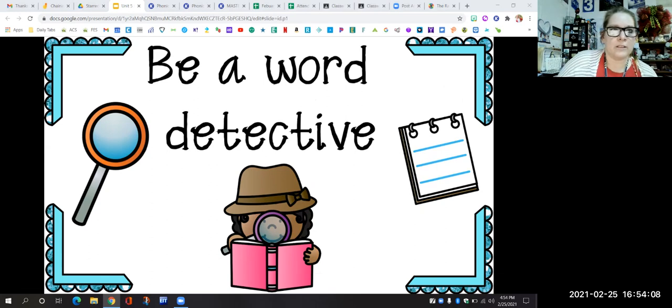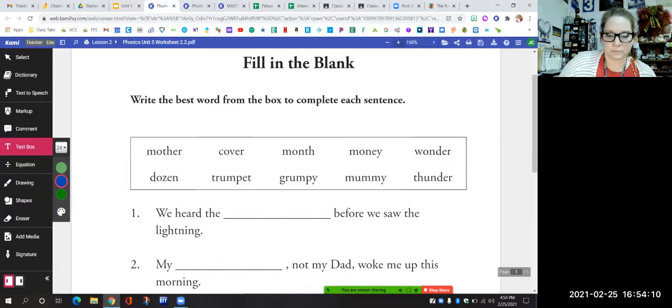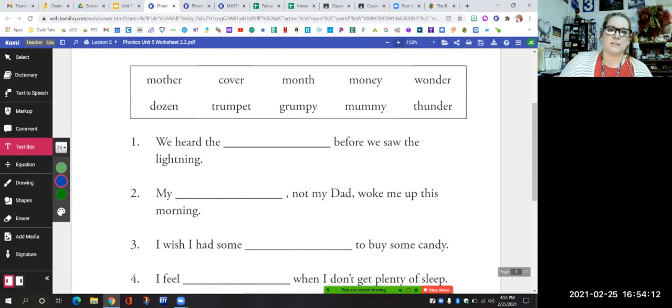Let's go back and look at the sentence, okay? Let's look at this word right here. Let's say I don't know this word. So I could try to stretch it out and I could say, ard. Ard, is that a word? No, that's not a word. That doesn't sound right.